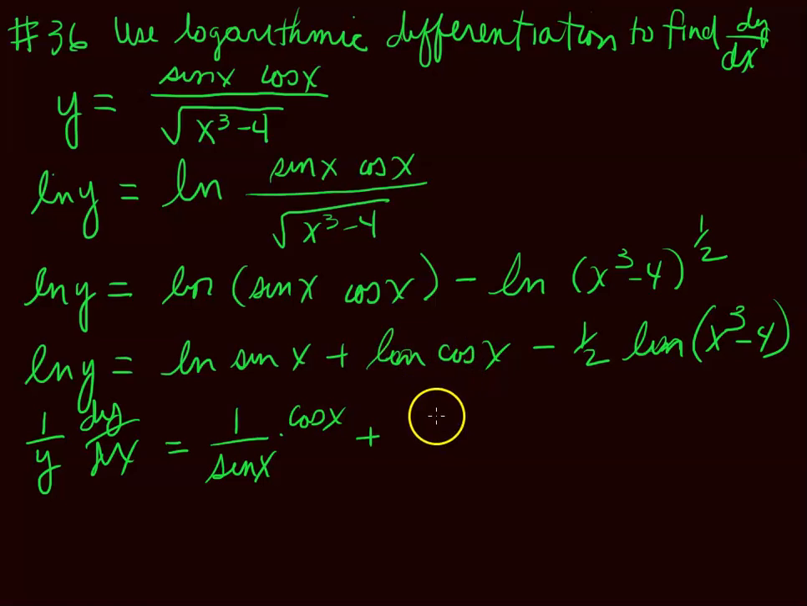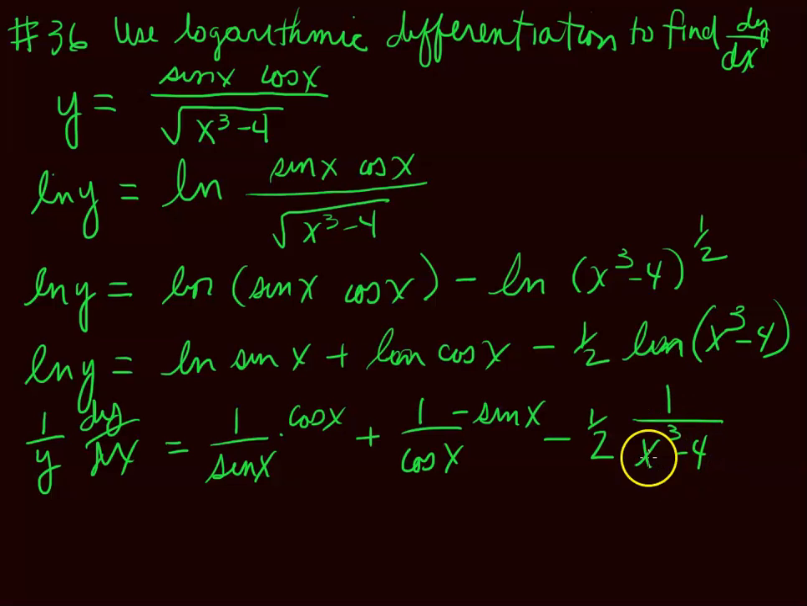Plus, the derivative of the natural log of cosine is 1 over cosine. The derivative of the cosine is negative sine x. Now we can just multiply this 1/2 here. The derivative of the natural log of this is 1 over x cubed minus 4. And then you take the derivative of x cubed minus 4, which is 3x squared. The 4 is then 0. Don't worry about it.